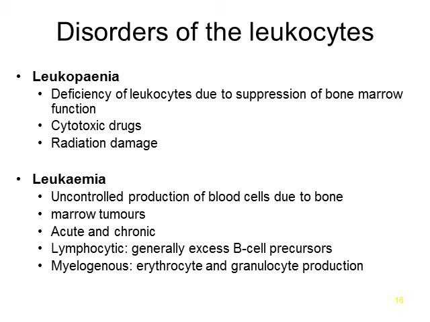So in lymphocytic leukemia, generally we see an excess of B cell precursors. In myelogenous leukemia, we tend to see cells of the myeloid lineage, so erythrocytes and granulocytes. As a rule, in leukemia, it's not just an uncontrolled production of these blood cells, but they are not forming correctly. So we see the blast stage cells coming out into the circulation. These cells have not finished developing yet, they are not functional. As a result, we see significant immune suppression in these conditions.